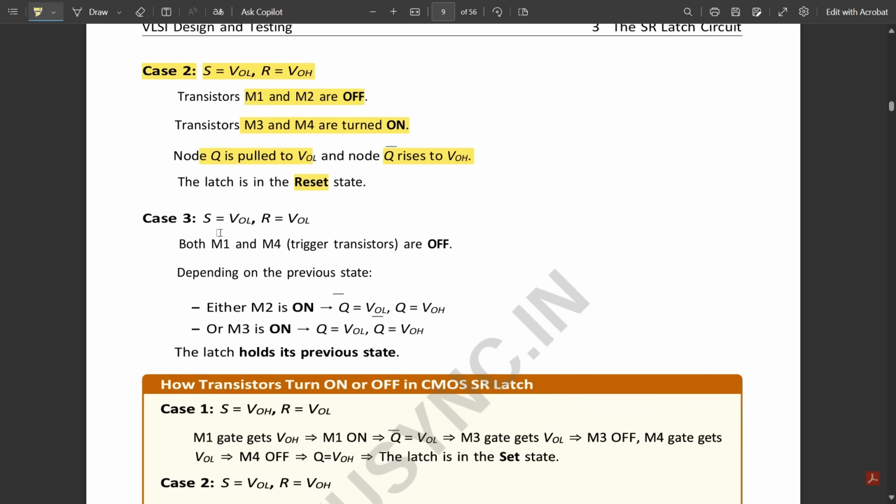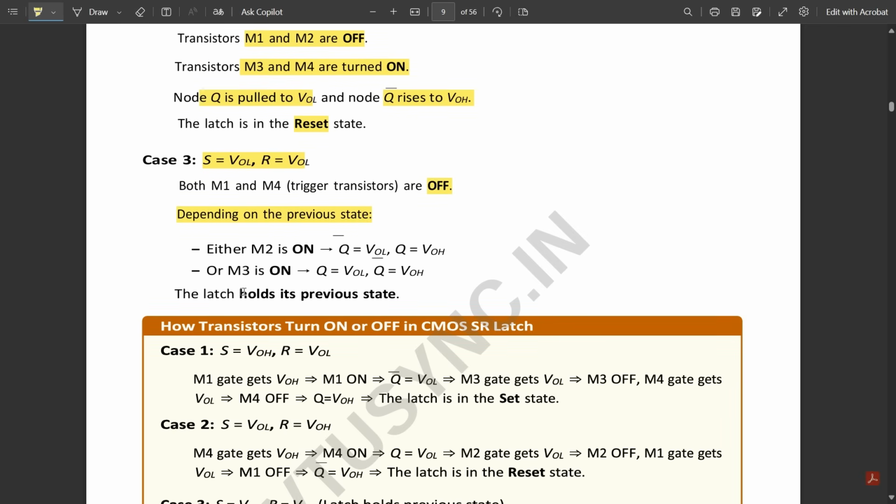But in case 3, S and R both are equal to VOL, so both M1 and M4 trigger transistors are off. It depends on the previous state, that is, either M2 is on, Q bar equal to VOL, Q equal to VOH, or M3 is on. It depends on the previous state. Okay, so that's why it holds its previous state.